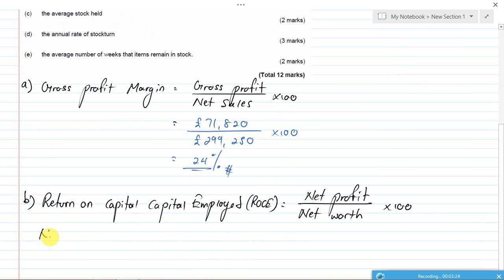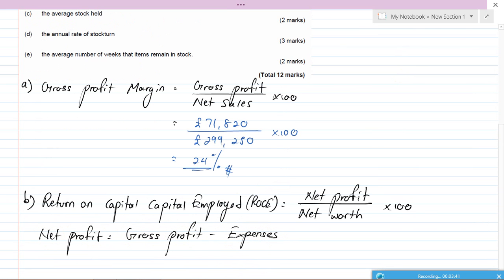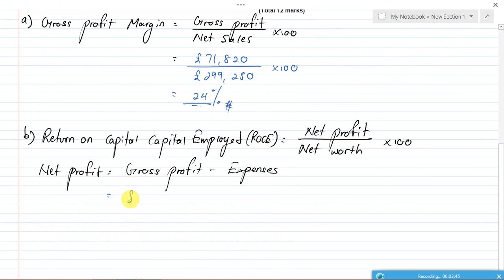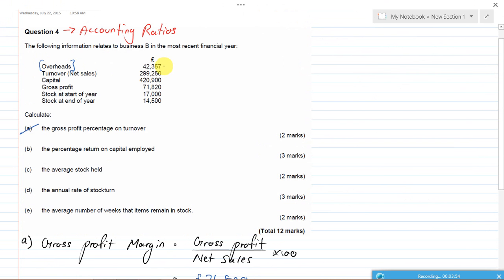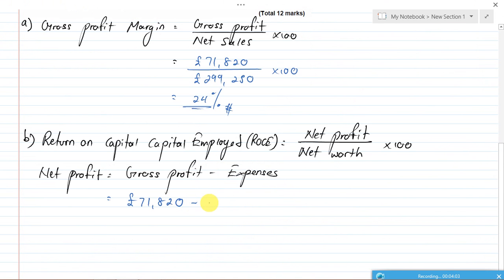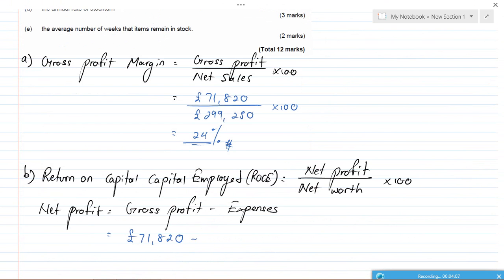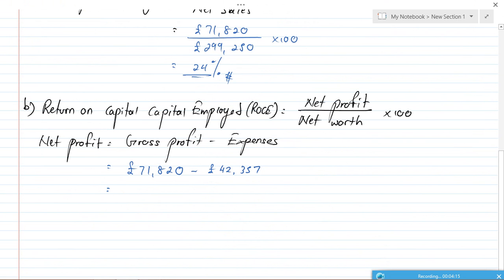So how do you find net profit? So please do the breakdown for what? Net profit, which is what? Gross profit minus your expenses. So over here 71,820 is our gross profit. Our expenses going to be what? Overheads. This is your expenses. 42,357. This is our expenses, which is our overhead. So you will get 29,463. So that's our net profit.